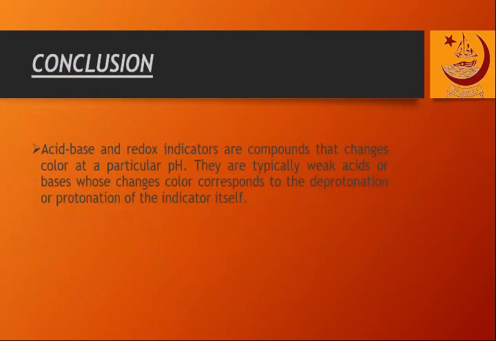Hence, from the above information, we can conclude that acid-base and redox indicators are compounds that change color at a particular pH. They are typically weak acids or bases whose color change corresponds to the deprotonation or protonation of the indicator itself.